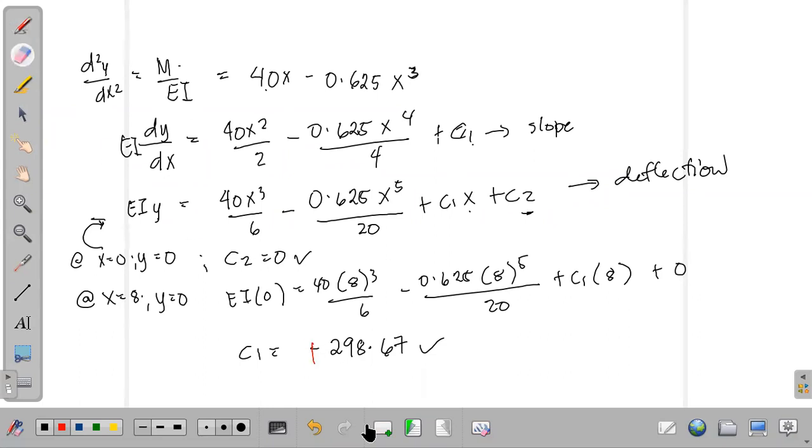So we have positive 298. Is it positive? The calculator is showing negative. Please check again, negative 298.67 is what my calculator shows. Ma'am, negative is correct. Okay.